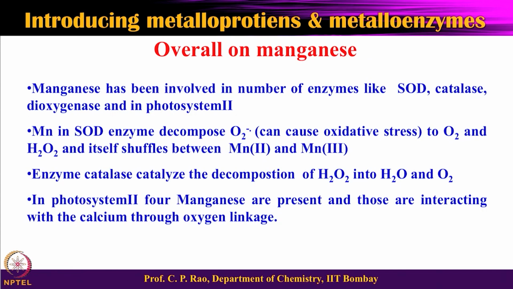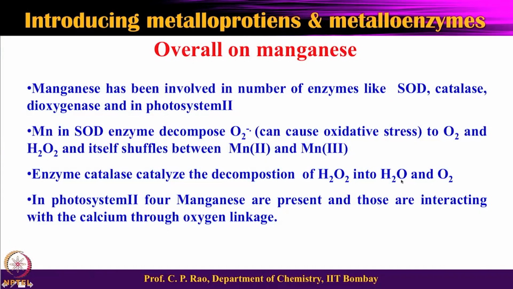Manganese is involved in a lot of enzymes like SOD, catalase, dioxygenase, photosystem 2. In the SOD case, it decomposes superoxide into O2 and H2O2, and in that case it goes through manganese 2, manganese 3, back to manganese 2, 2 to 3, 3 to 2. That is what happens, and whatever H2O2 comes is then converted to H2O and O2 by the two manganese centers present in catalase. Of course, I have not shown it in the highlights, but I have shown it in the regular lecture.